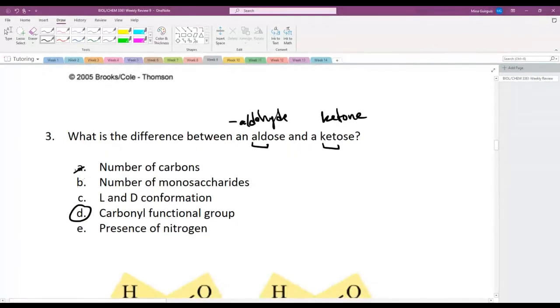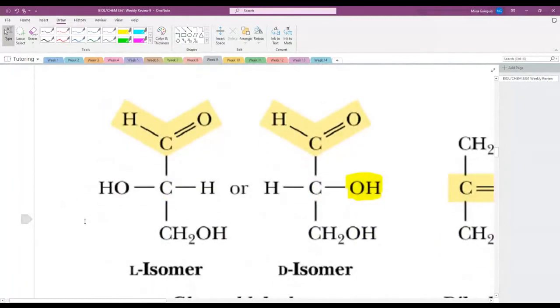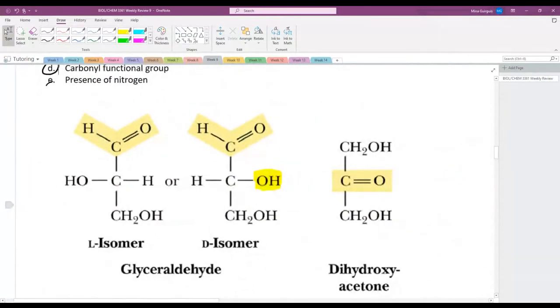They can each have varying numbers of carbon. They're each describing a monosaccharide, so that doesn't really affect anything. L and D conformation we'll talk about shortly, but it doesn't matter. You can have an aldose or a D-aldose, and the presence of nitrogen doesn't really matter. Okay, all right, so here are two examples, or I should say one example of each.